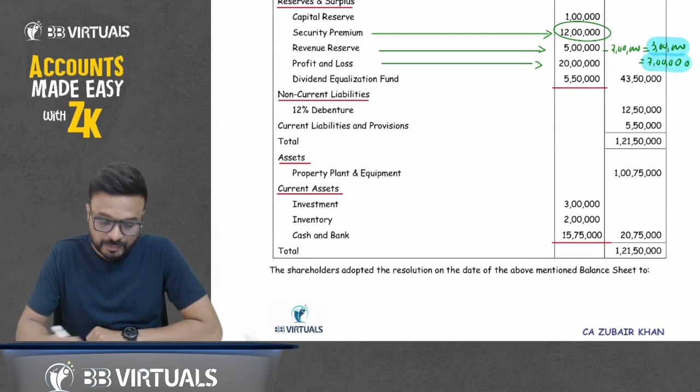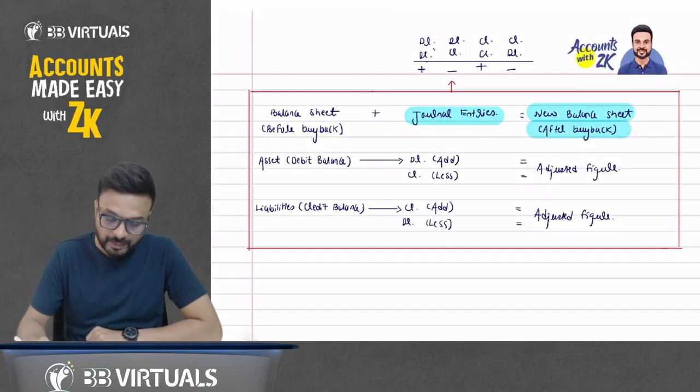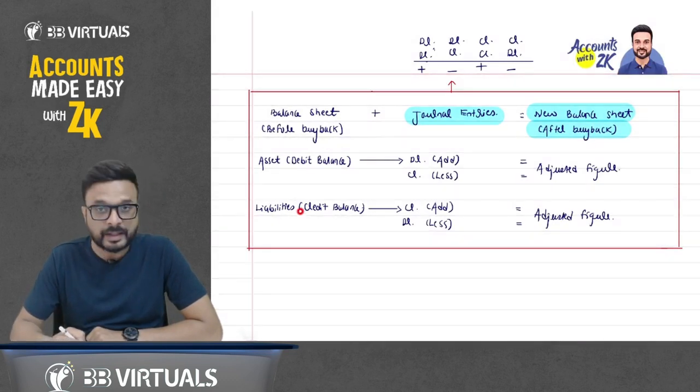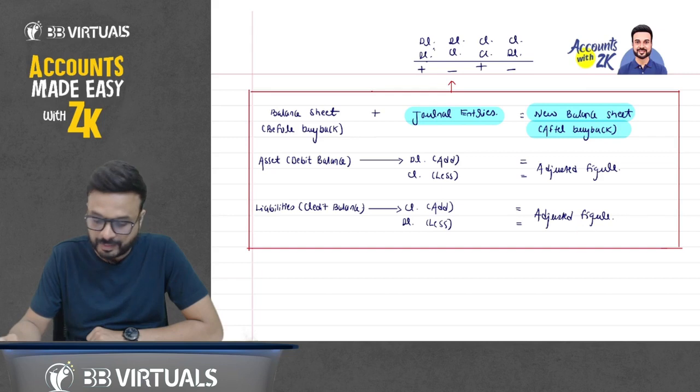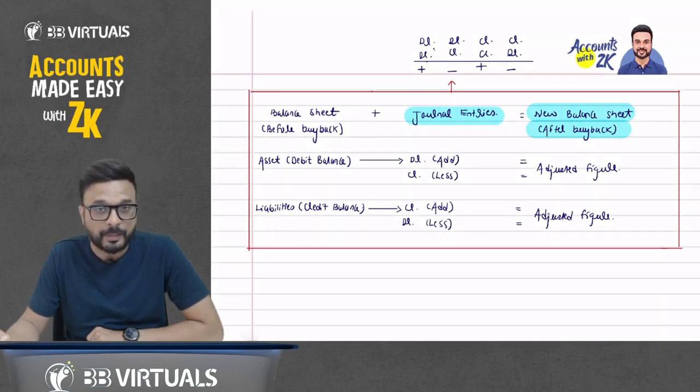You know that we have already discussed about it. When you prepare the balance sheet, remember that the liability side has credit balances. So in the journal entry that we have passed, if you have credited that item, we will add it, and if you have debited that item, we will less it. Whatever amount comes, we will write it down in the new balance sheet. That is the adjusted figure, which is after buyback of shares.